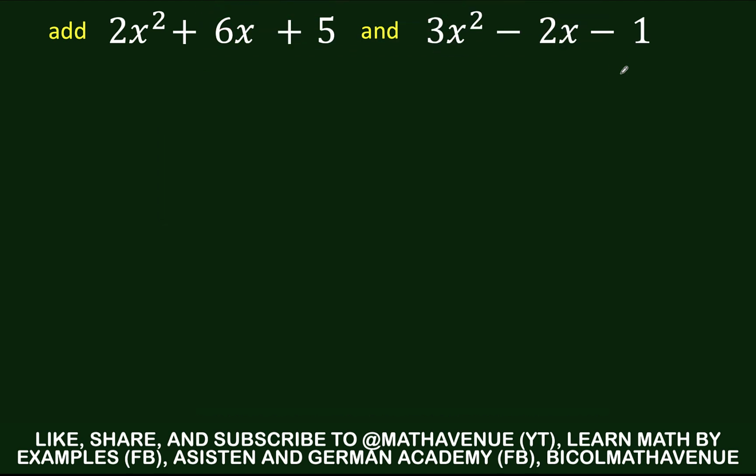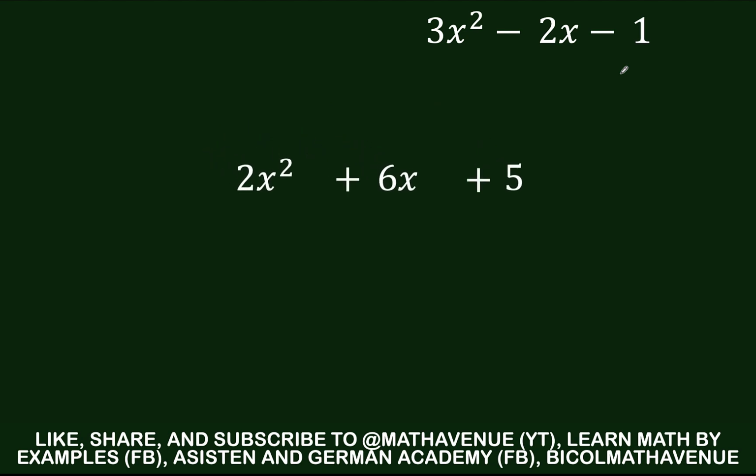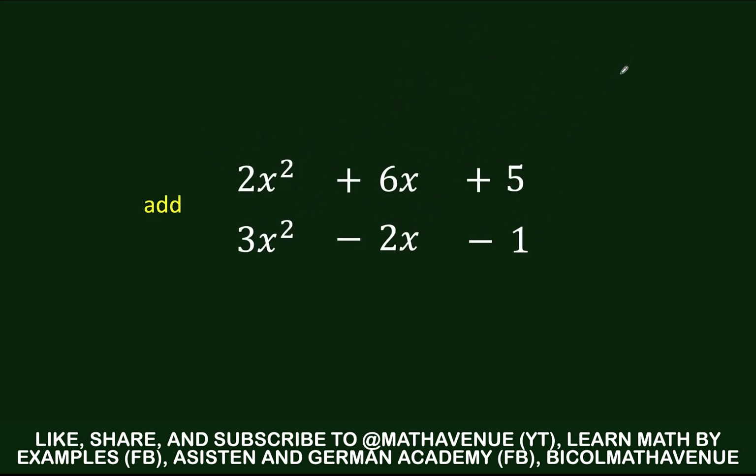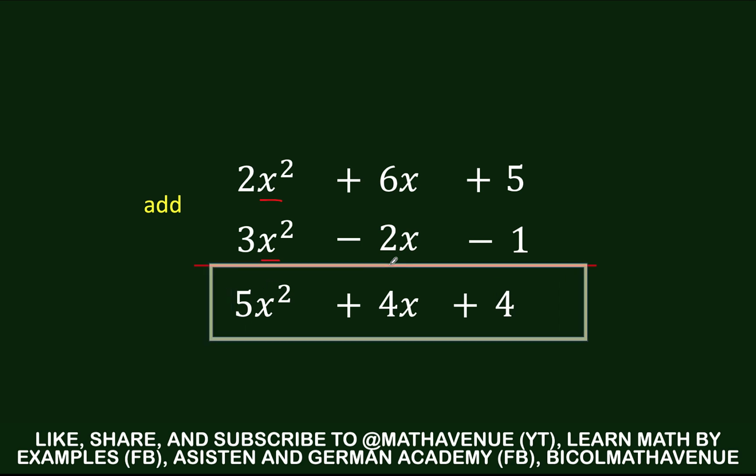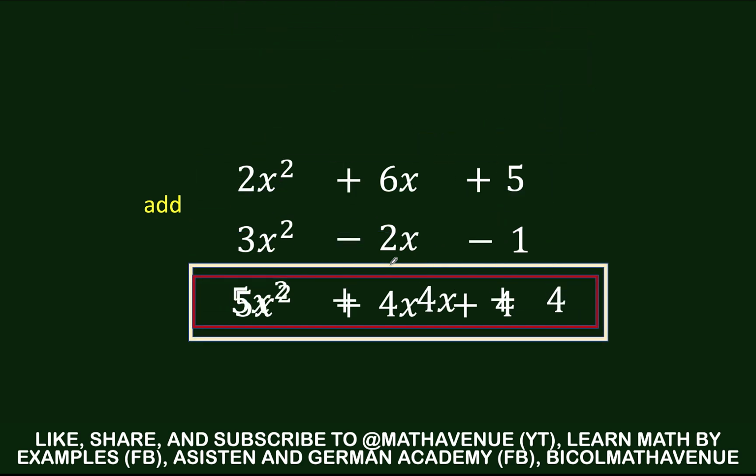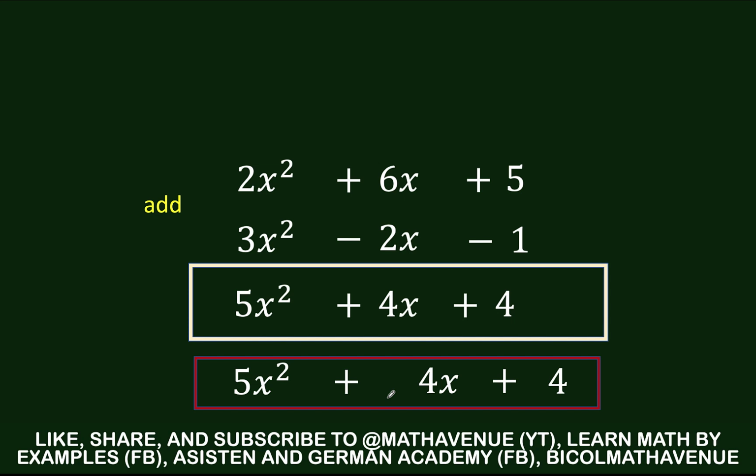Now, what happens if we no longer have those manipulatives? How are we going to find the sum of this? The idea is line up all those like terms. We have here x squared, we have here x squared. These are like terms. The same here, x and constant and constant. Then just combine them. 2x squared plus 3x squared equals 5x squared. 6x minus 2x is 4x, and 5 minus 1 is 4. That is the same as the answer we arrived at previously. This one was arrived at using visualization, and this one is now arrived at using just algebraic manipulation.